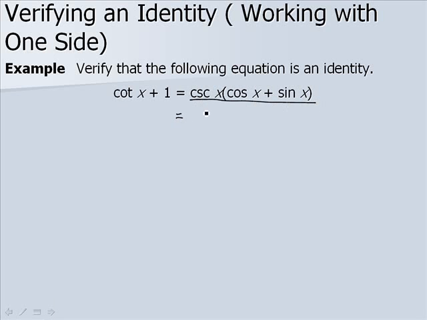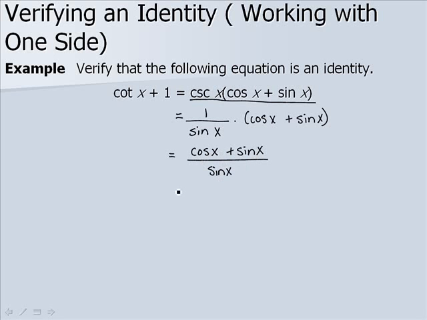Okay, remember that cosecant of x, the reciprocal, is 1 over the sine of x. And we're multiplying that by now cosine of x plus the sine of x. So when we put this together, we have cosine of x plus sine of x over sine of x. Now, since we have these multiplied over one denominator, we can split it up over our common denominator as cosine over sine plus sine over sine.